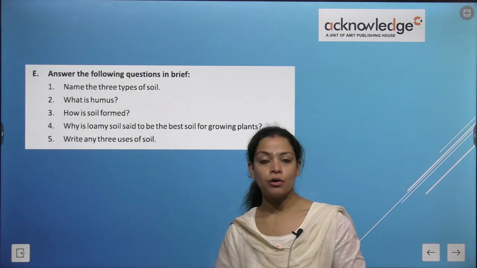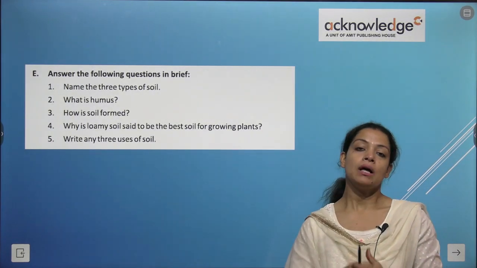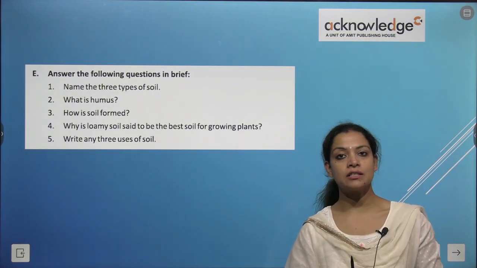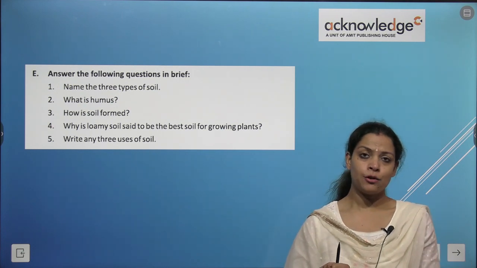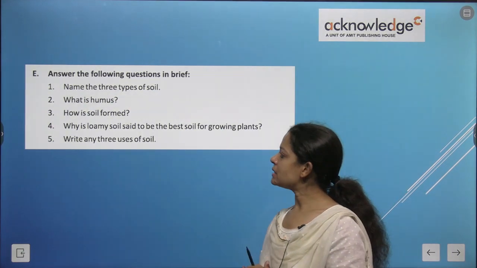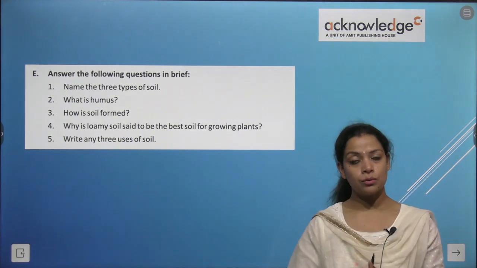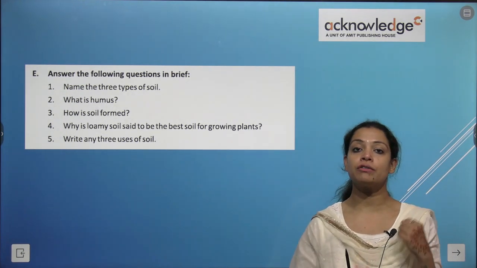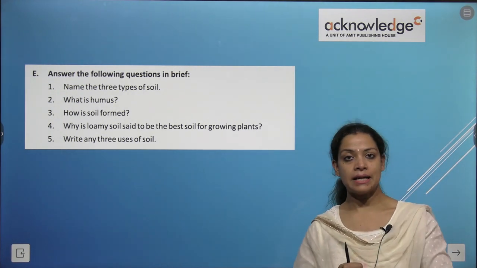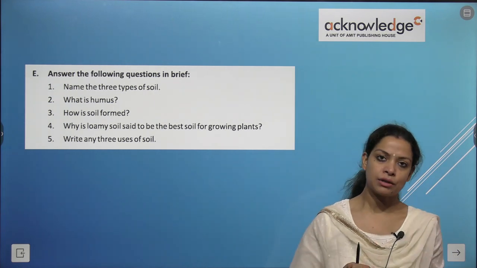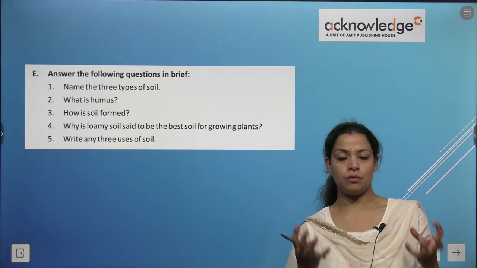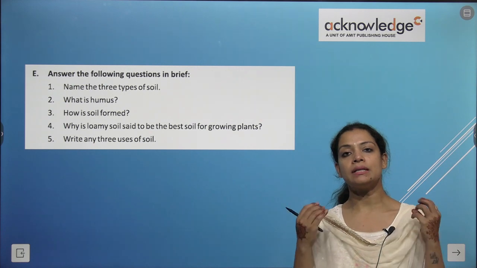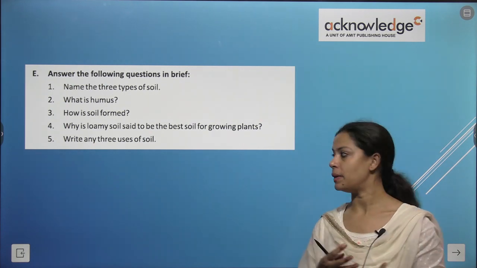How is soil formed? It is formed by breaking of large rocks into smaller pieces with the help of air, wind, sunlight. Why is loamy soil said to be the best soil for growing plants? Because it is a mixture of clay soil and sandy soil. So it is neither very dry nor very moisture or wet content is there. So it is appropriate for growing of plants.